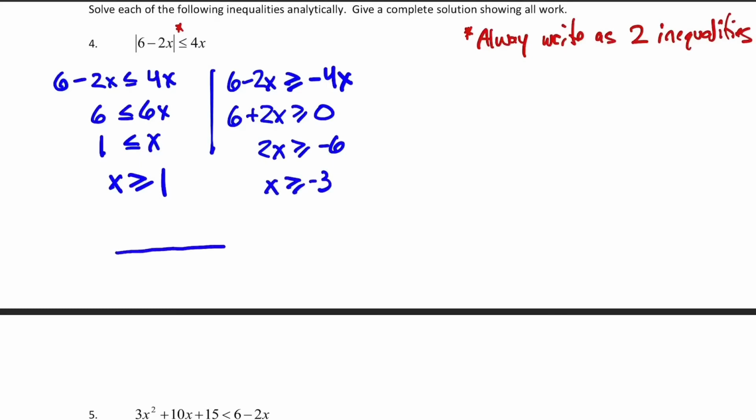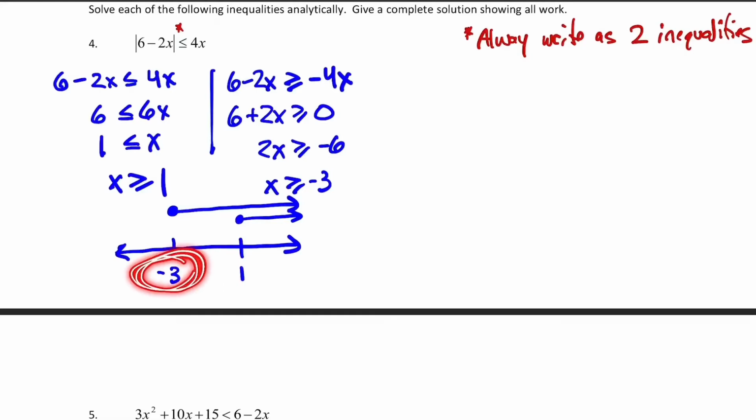Now comes your number line. Negative 3 is the smaller number, goes on the left. 1 is the bigger number, goes on the right. X is greater than or equal to 1, closed circle shaded to the right. X is greater than or equal to negative 3, closed circle also shaded to the right. So what do we do when we have both inequalities going the same direction? Well, one of these most likely is an extraneous root, so I need to reject one or the other.